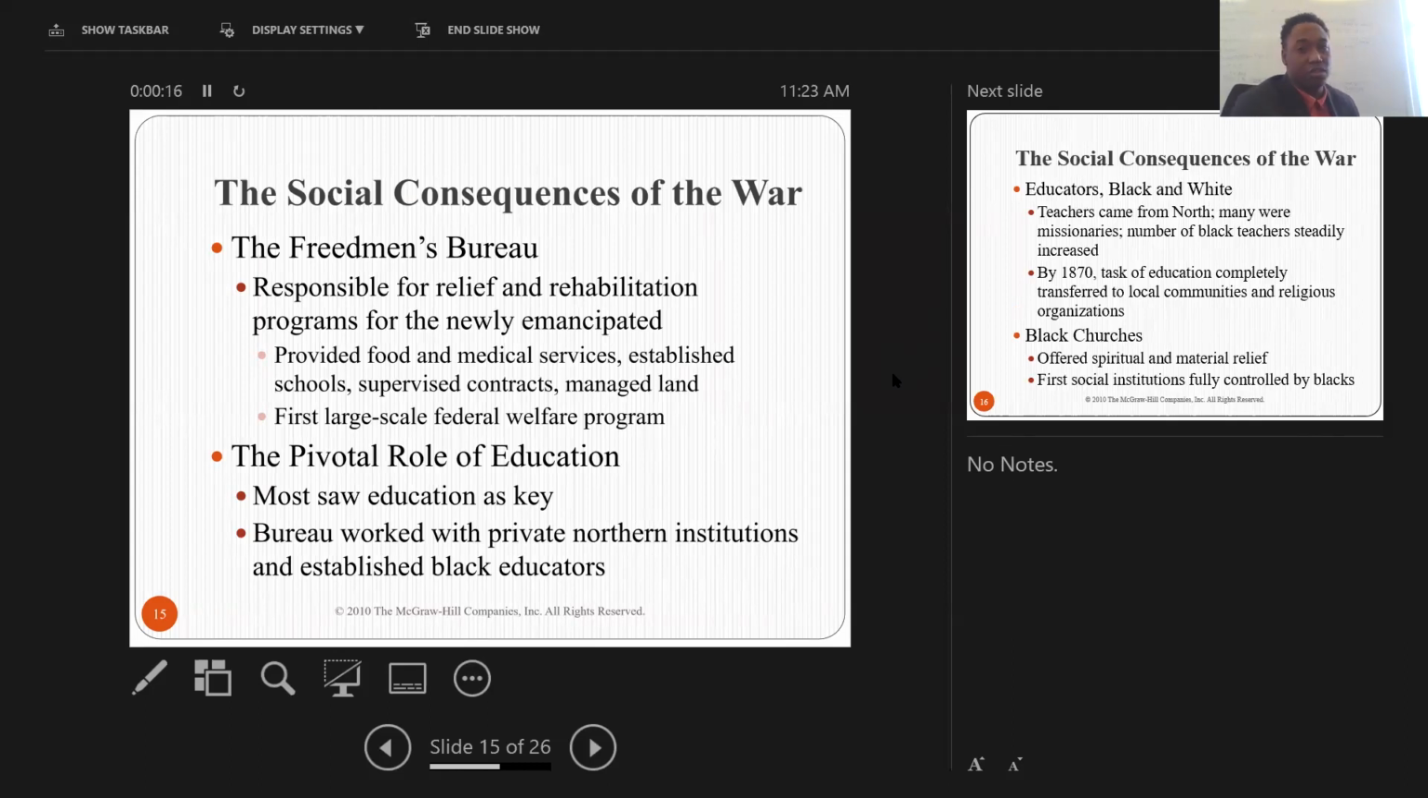The social consequences of the war. The Freedmen's Bureau was responsible for relief and rehabilitation programs for the newly emancipated. You want to know about the Freedmen's Bureau? Yeah, the Freedmen's Bureau was an organization, this on page 248, they were responsible for the well-being and the success and the welfare of the newly freed Blacks. Think about this.